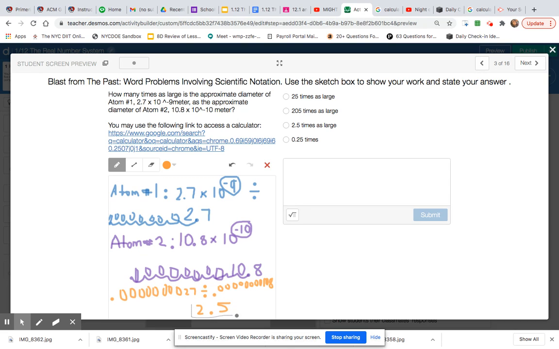So this is saying that atom number 1 is 2.5 times as large as atom number 2. The diameter, actually, the diameter of atom. So it would be the third choice.